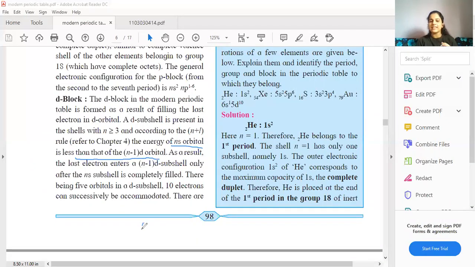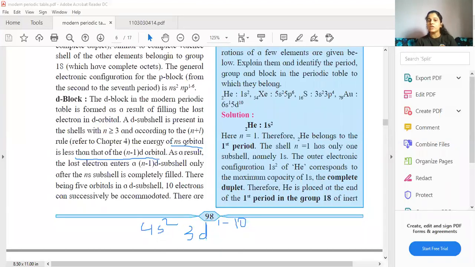A very simple example that we have been seeing till now: first 4s is filled, then 3d is filled. Yes or no? Now see students, they have written ns and n minus 1, you might get confused a little bit. But if you are confused, just put a value. For ns2, put n as 4, so (n minus 1)d will become 3d. n minus 1, 4 minus 1, 3d. So we know that first 4s is filled, then 3d is filled.